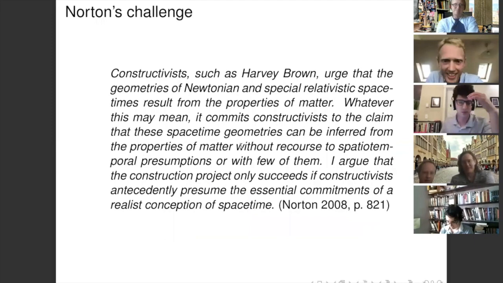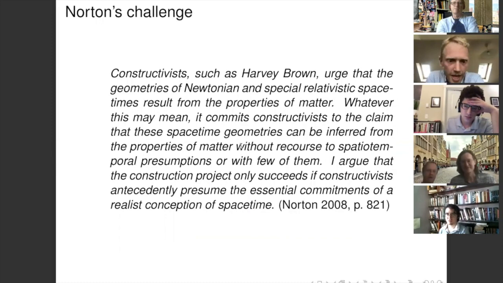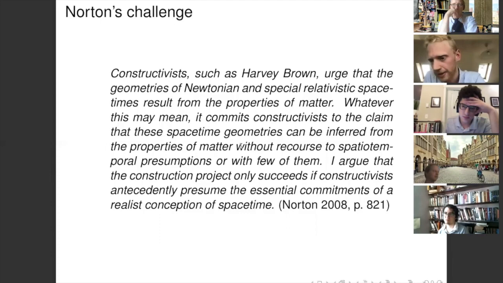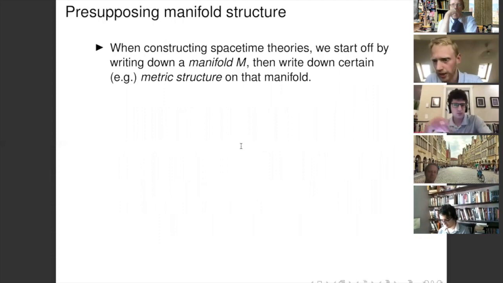Norton writes, "Constructivists such as Harvey Brown urge that the geometries of Newtonian and special relativistic spacetimes result from the properties of matter. Whatever this may mean, it commits constructivists to the claim that these spacetime geometries can be inferred from the properties of matter without recourse to spatiotemporal presumptions or with few of them. I argue that the construction project only succeeds if constructivists antecedently presume the essential commitments of a realist conception of spacetime." So they're kind of implicitly assuming spacetime structure, and so they can't get their project off the ground. But like I said, this is more concerned with manifold structure than with metric structure.